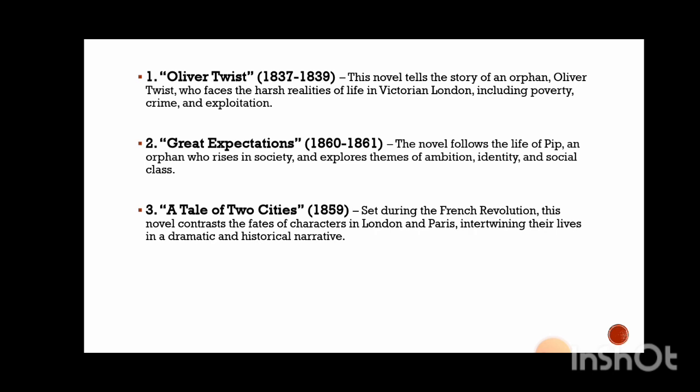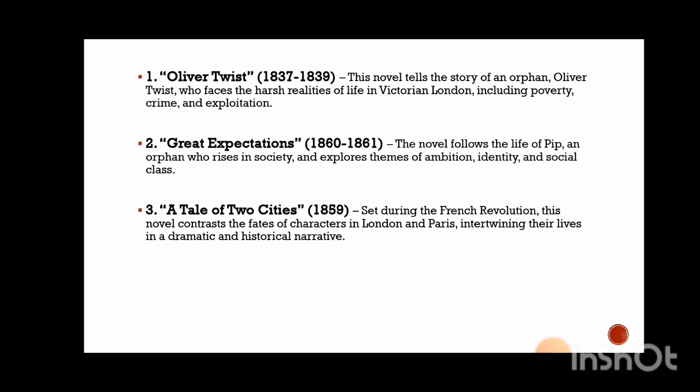And then the second novel is Great Expectations. In this novel, he follows the life of Pip, an orphan who rises in his society, and explores themes of ambition, identity, and social class. He put the character of Pip in which he tried to write how a poor child faces all his difficulties in life, such as ambition, identity, and social class. He faces all these things. So again he tries to show these things.